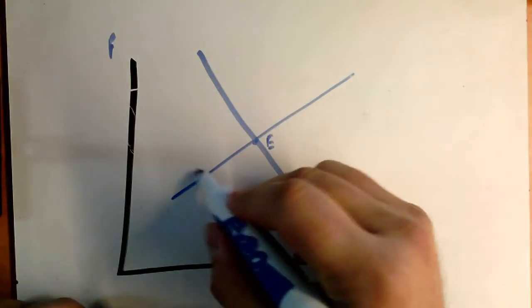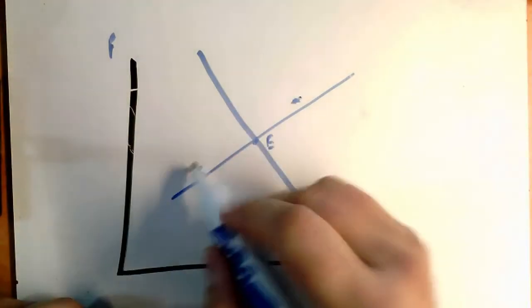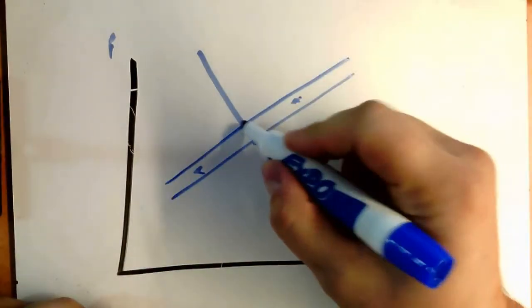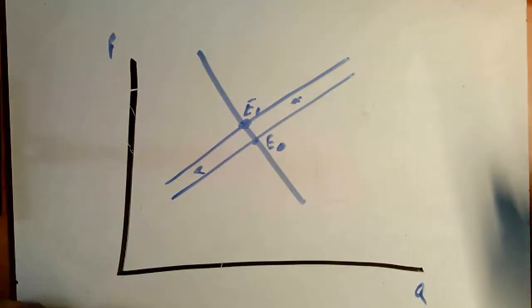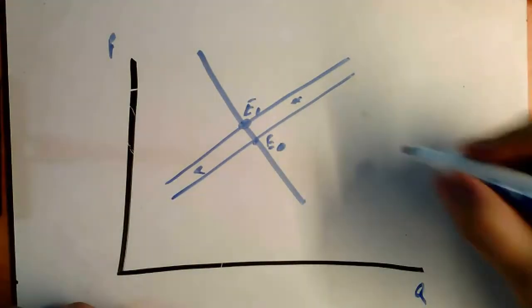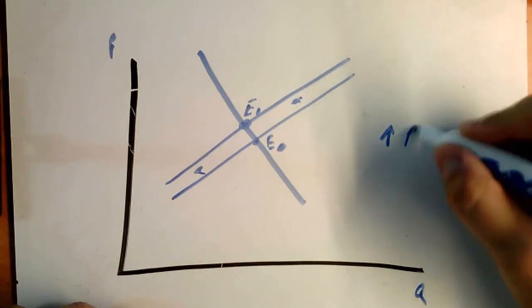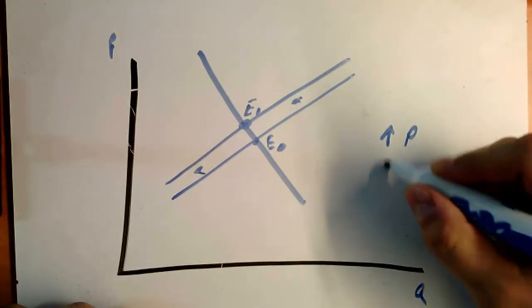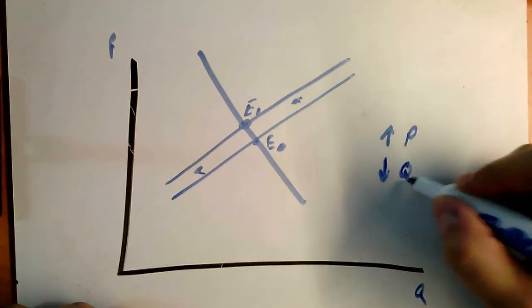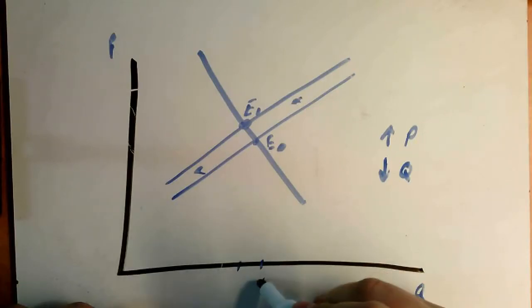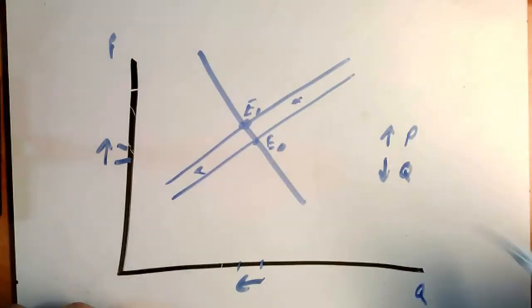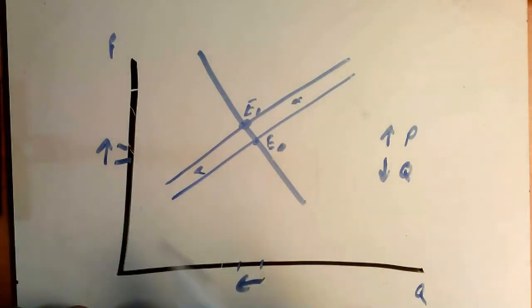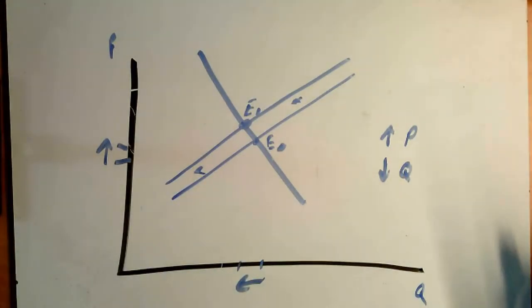So the new supply curve will be some point over here. You'll see a change in equilibrium. And the change in equilibrium means that there was an increase in price and a decrease in quantity, because quantity went from a point here to here and price went from a point here to here. Increase in price, decrease in quantity. And then you'll come up with multiple examples of that.